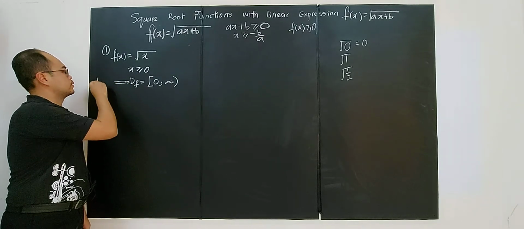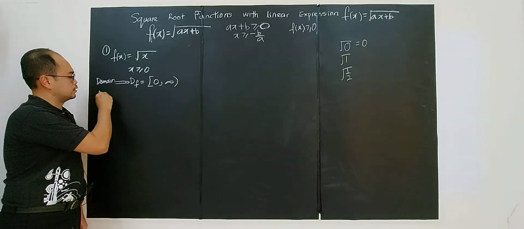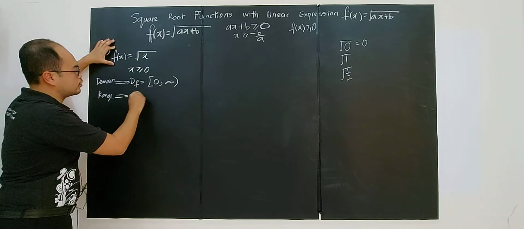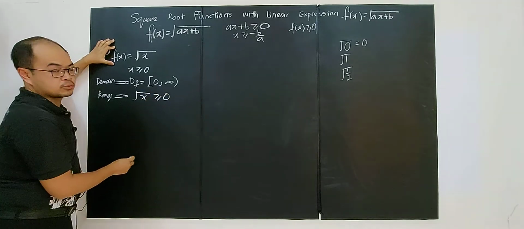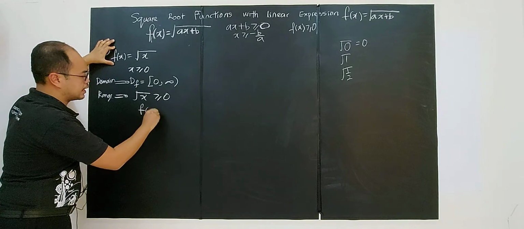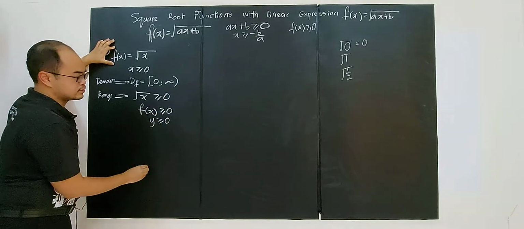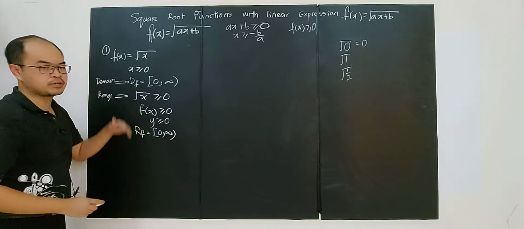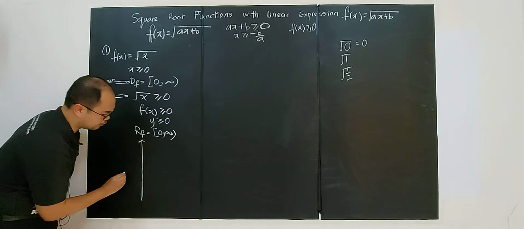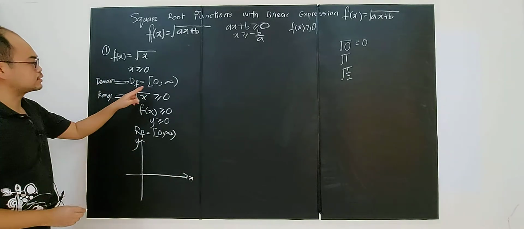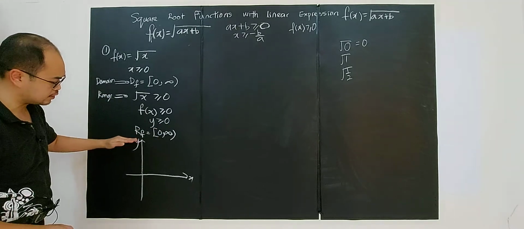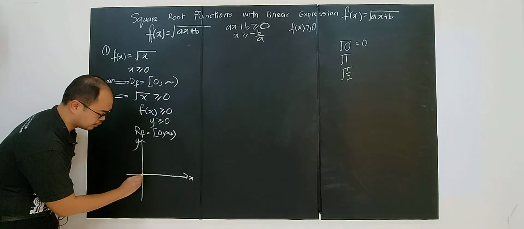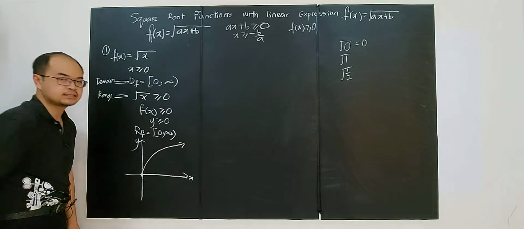This is the domain, and how do we find the range? The range here is very simple. The range refers to the y here. Of course, the square root of x is also at least 0, so your f(x), which is the y value, must be at least 0. So the range of f is also from 0 up to infinity. Based on this observation, the graph for the square root has to be in the first quadrant, because y must be positive and x greater than 0. So the graph happens to be this way.